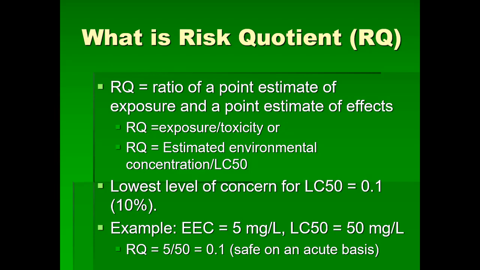As an example, if the estimated environmental concentration is 5 milligrams per liter, and the LC50 for a particular fish species is 50 milligrams per liter, the risk quotient would be 0.1, which would suggest there is no high acute risk concern for that species. Ideally, as I say, we should consider endpoints for chronic exposures if the pesticide is going to be present in that environment for a long time.